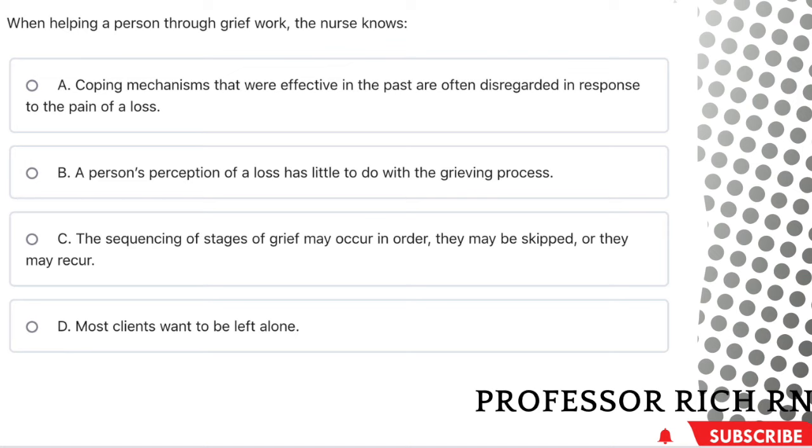So think way back to fundamentals of nursing when you learned about death and dying and grief, and see if you can come up with this answer. Hopefully you did. The correct one on this one is going to be C. The sequencing of stages of grief may occur in order. They may be skipped or they may reoccur, right?